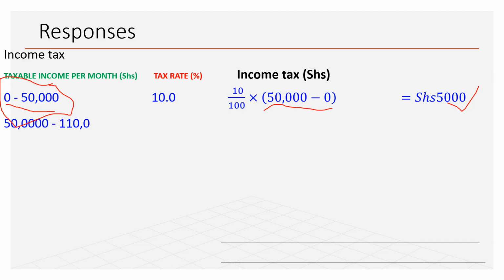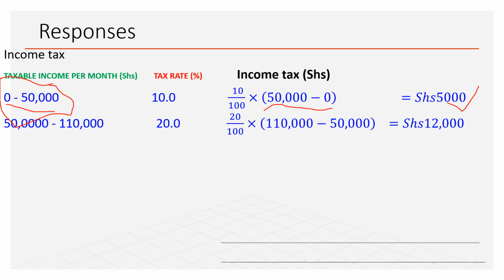Next, we need also to look at the next interval, and that is from 50 to 110. So from 50 to 110, we are still seeing that we can't charge 20% on 50, neither can we do it on 110. But we can only do it in the range. So that's why we are maintaining the subtraction. So 20% is just like having 20 over 100. Simplifying everything, we get 12,000.